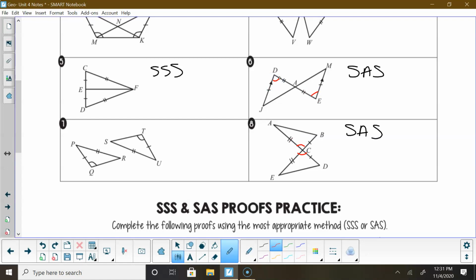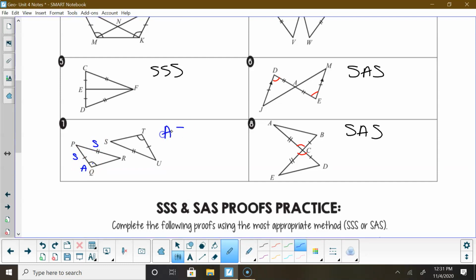If I scroll down and look at these, how did these go? The bottom ones. How many of you looked at 7 and you're like, I don't feel like I can say anything about it? What'd you guys get for this one? So is the angle in between both of those sides? No. So you have to take the path of least resistance when you do it. So it's angle here, side, side.